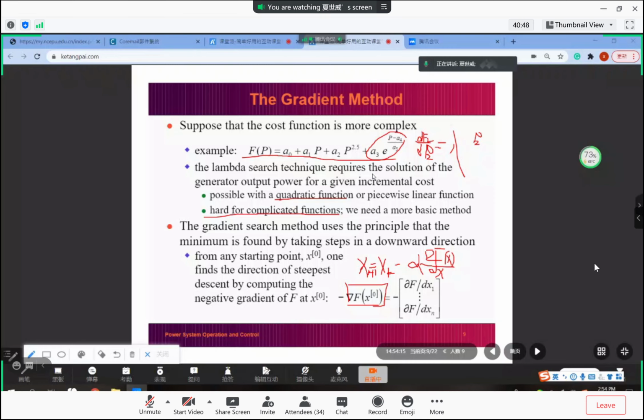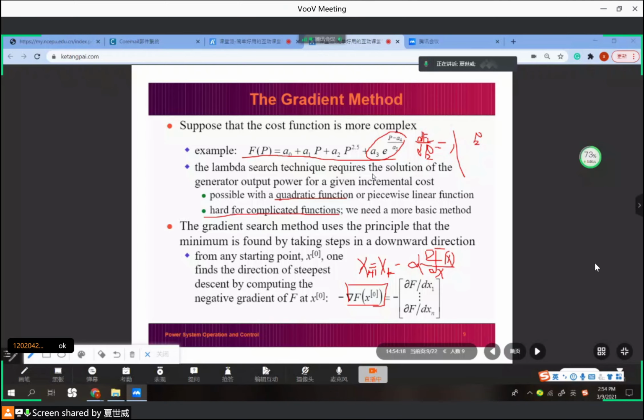In the afternoon, we usually start our class at 2 o'clock. The first class will be during the time slot 2 o'clock to 2:45, and the second class will be 2:55 to 3:40. Okay, that means the first class is to 2:45. Second class will be 2:55 to 3:40. Okay, this is the second class.